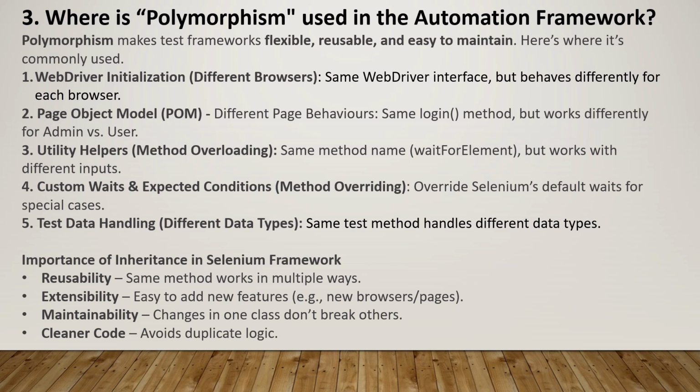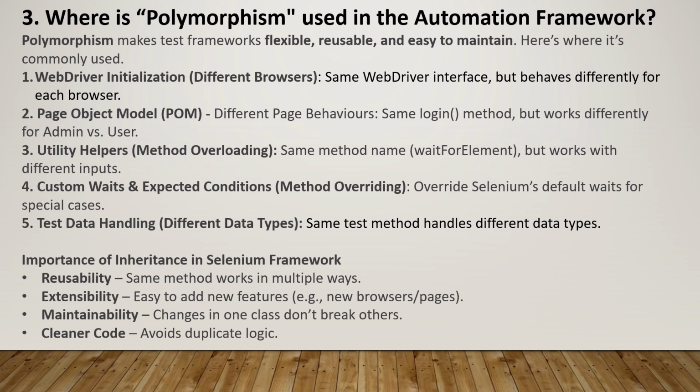Before that, we will understand what is meant by polymorphism. Polymorphism makes the test framework flexible, reusable and easy to maintain. Now here is where it's commonly used. First, WebDriver initialization, different browsers. The same WebDriver interface behaves differently for each browser. Then second, the page object model, different page behaviors. The same login method works differently for admin versus users.